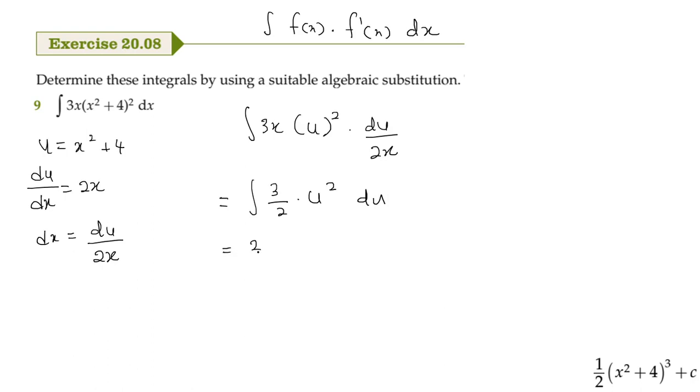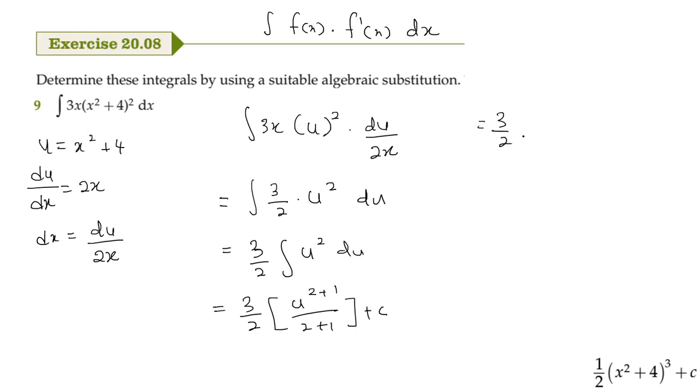Again, take out the constant outside. Focus on integrating the u function. So therefore, you will have 2 plus 1 over 2 plus 1. Remember, power plus 1 divided by the new power. So simplify further, you will have 3 over 2 u to the power of 3 over 3 plus c.